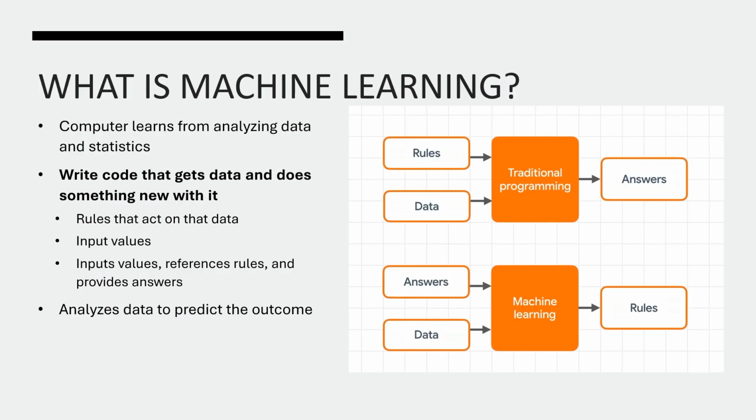What is machine learning? Well, machine learning learns from analyzing data and statistics and uses data analysis to predict the outcome. How it differs from traditional programming is that in traditional programming, we write the code to get data and then implement rules for that data. When we input values, the code runs the inputted values and previous data, references the rules, and then provides output based on the two.